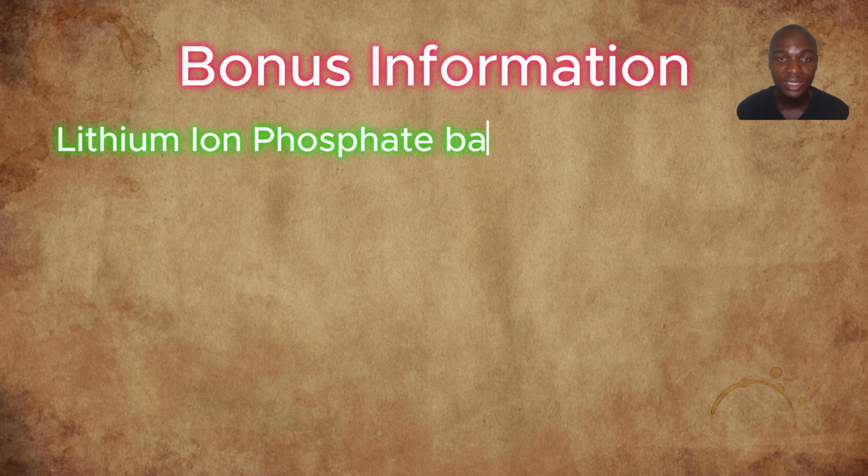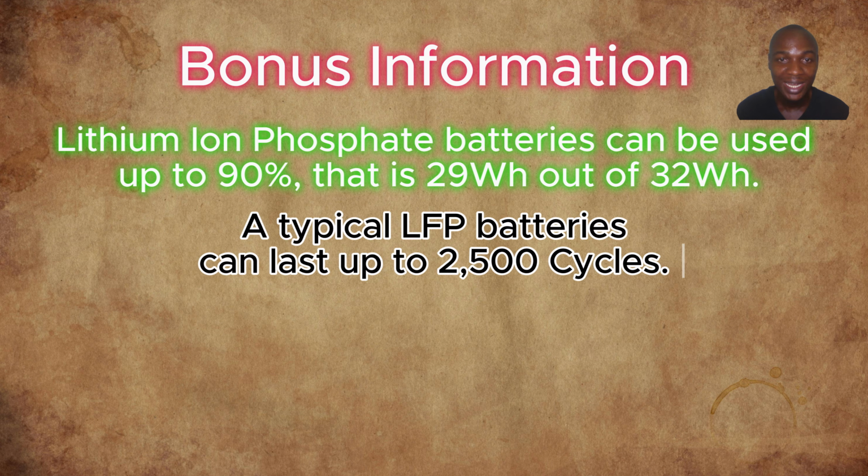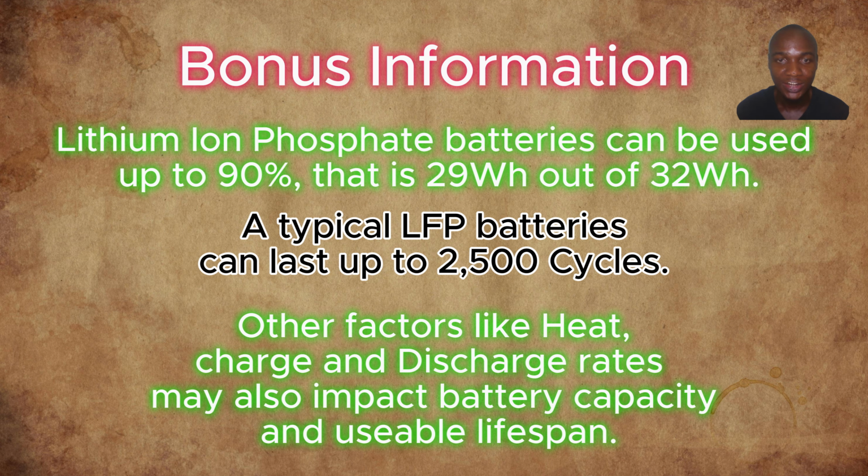The new generation lithium iron phosphate batteries can be used up to 90% depth of discharge. That is, we can use up to 29 watt-hours from a 32 watt-hour lithium iron phosphate battery. A typical LFP battery can last 2,500 cycles before it reaches its end of life. Though other factors like heat, charge, and discharge rate may also impact the battery capacity as well as usable lifespan.